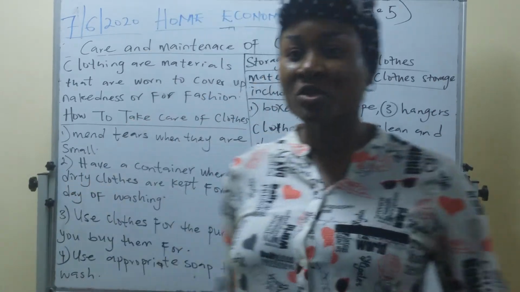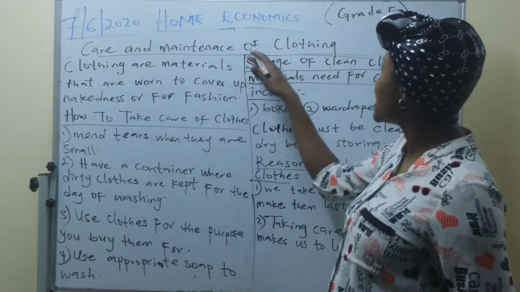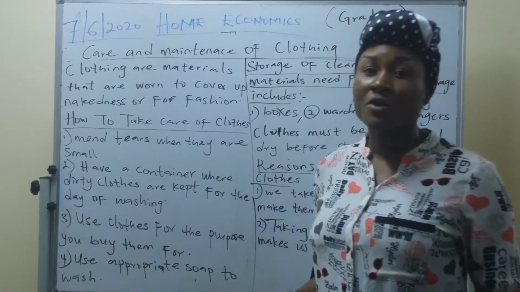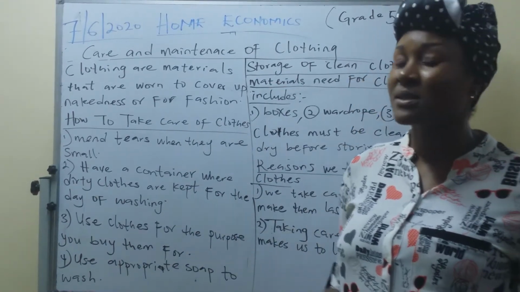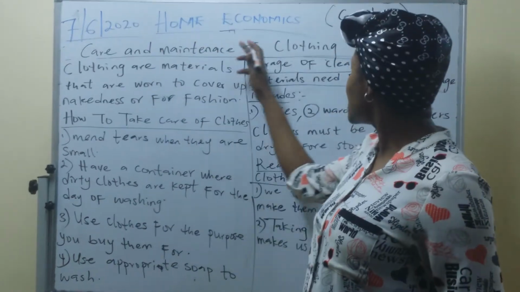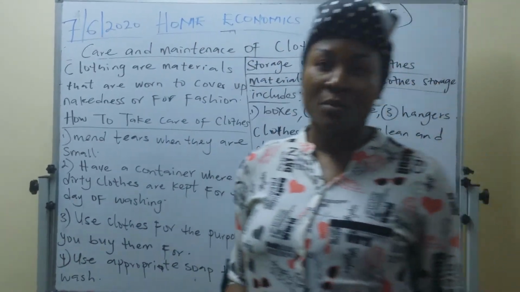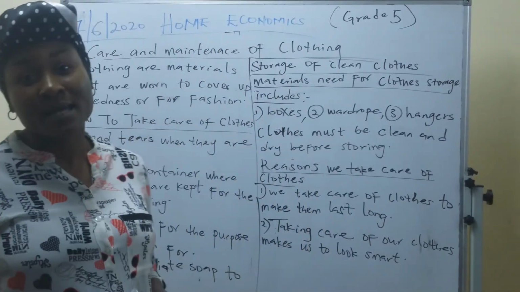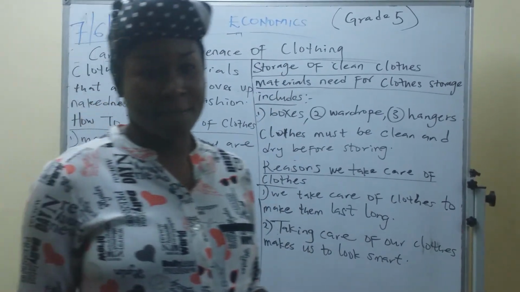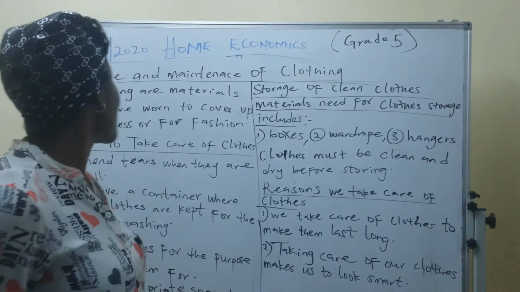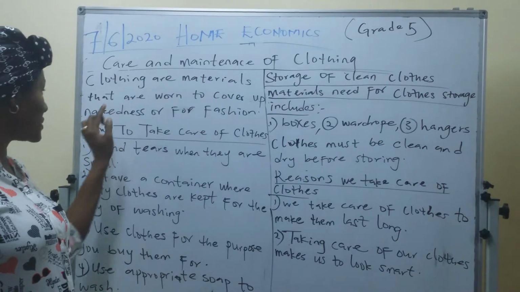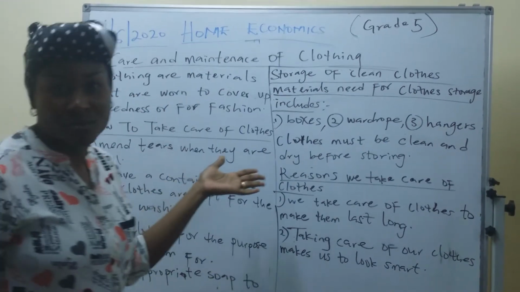And today we are going to talk about care and maintenance of clothing, home economics for grade 5. The topic is care and maintenance of clothing. Before we continue with the lesson, we will have to find out or define what is clothing. What is clothing? Clothing are materials that are worn to cover up nakedness or for fashion.